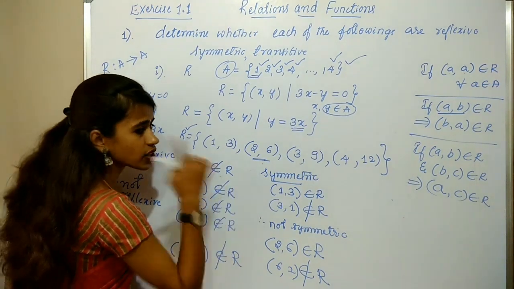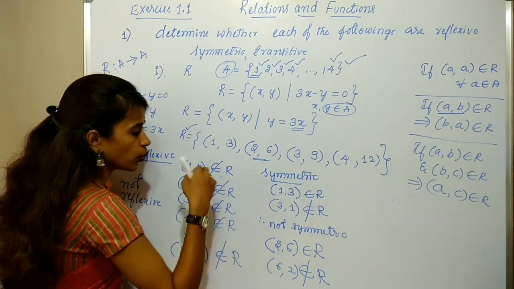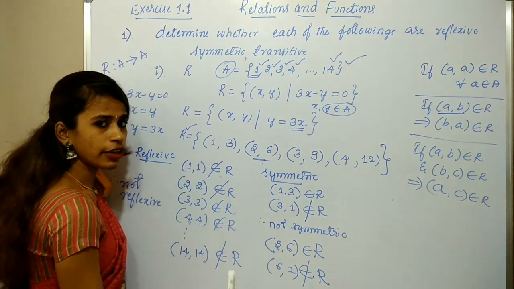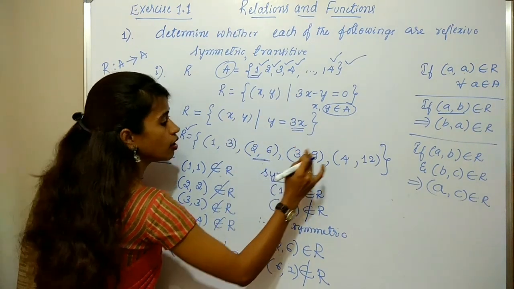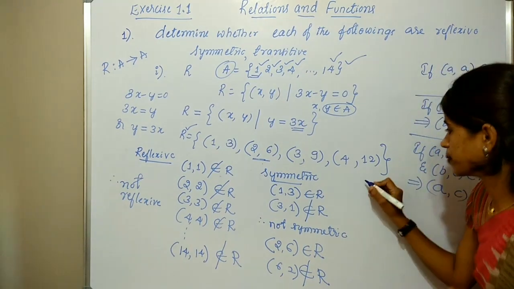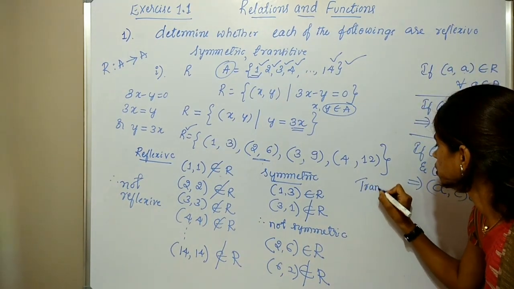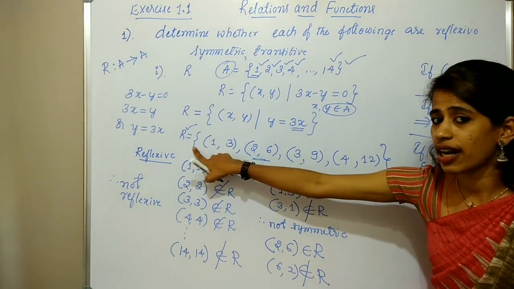Check at least one element for which it is not symmetric, or whether it is symmetric. To be symmetric, we check for every element. Okay, for (1, 3), for (2, 6), for (3, 9), for (4, 12). Okay. Next, transitive. Is the given relation transitive?